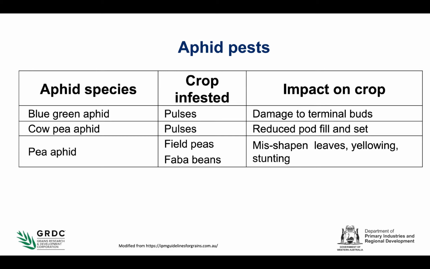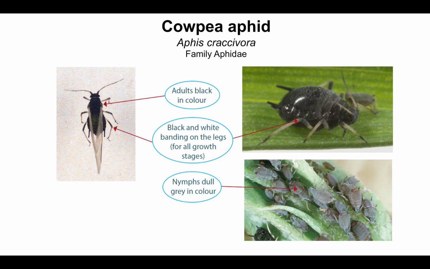I'll also go through the green peach aphid. This particular aphid species is not a pest in spring. However, if it colonizes plants early at the seedling stage, the plants can struggle simply because of sheer numbers feeding on a single plant, but they're not considered to be a spring pest.